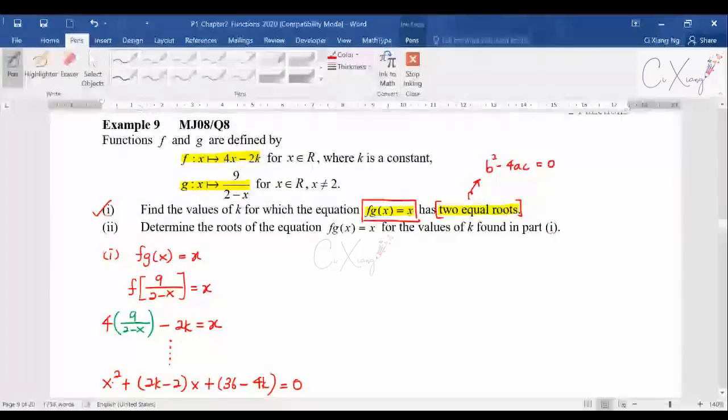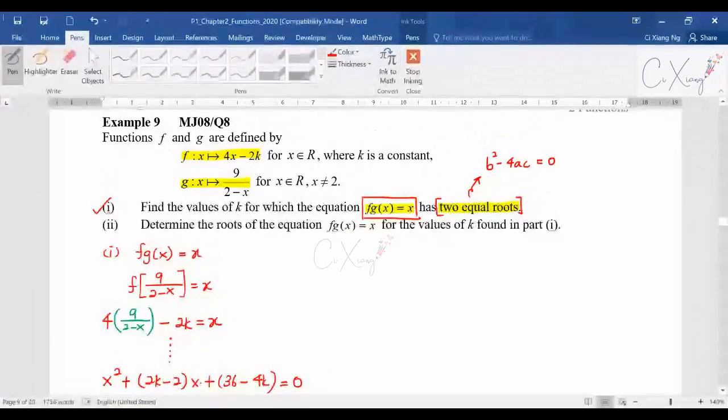In terms of x, right? Okay, that's x squared plus something x plus something equals 0. This is a quadratic equation, and because they give you the keyword here, 2 equal roots, when you are having 2 equal roots, you have to use the result b squared minus 4ac equals 0 from the quadratic equation. So b squared minus 4ac equals 0.